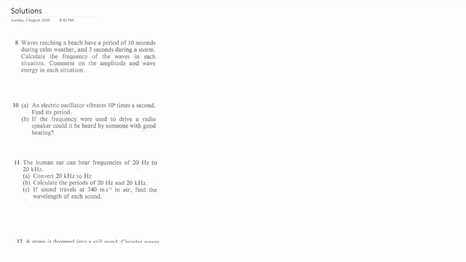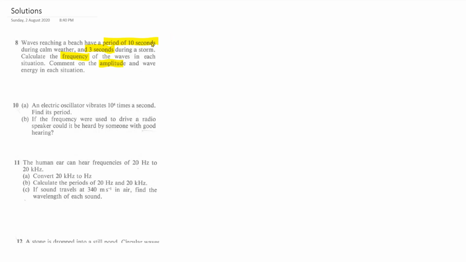So in this question here, we've got a period of 10 seconds during calm weather and a period of 3 seconds. So it's going to be part 1 and part 2. Calculate the frequency of each of the waves and then comment on the amplitude and wave energy in each one. Okay, so let's get started here.